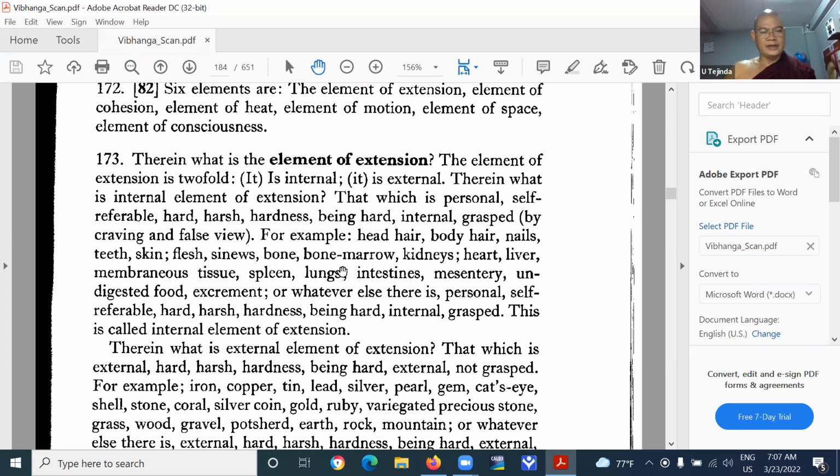Yes. So what is here? The internal earth element: the 32 parts of the body, we say 32 kotthasa, 32 parts of the body. So those 32 will be classified into the elements. What are the dhatu?